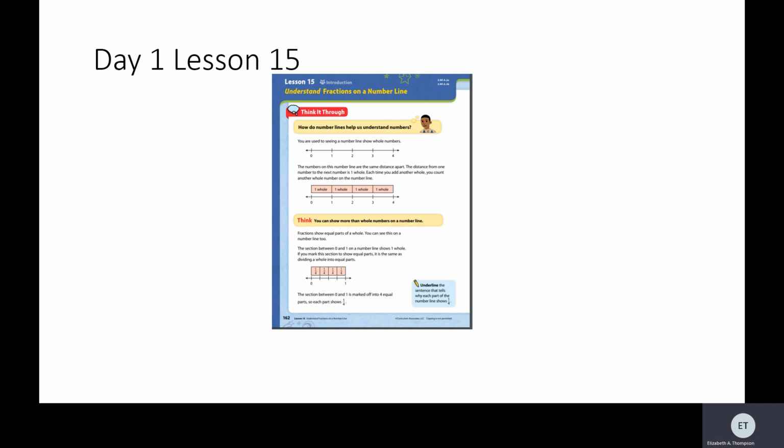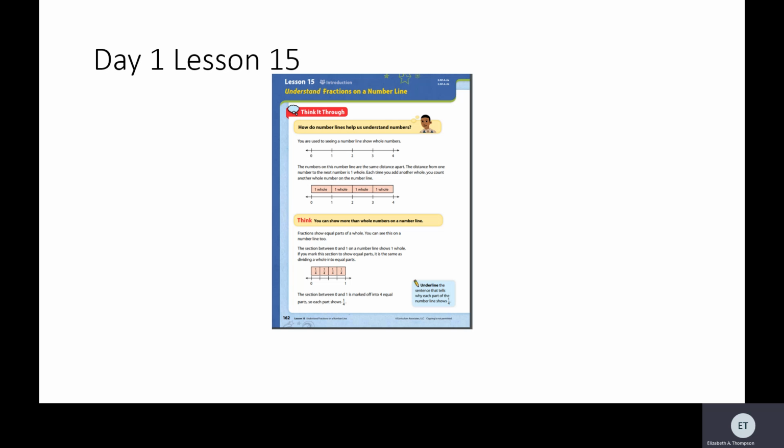You are used to seeing number lines to show whole numbers. For example, on that number line, you have the numbers between 0 and 4 wholes, or 4 whole pizzas. The numbers on this line are the same distance apart. The distance from one number to the next number is 1 whole. Each time you add another whole, count another whole on the number line, just like we normally do, 1, 2, 3, 4.